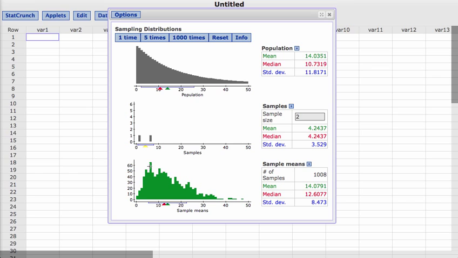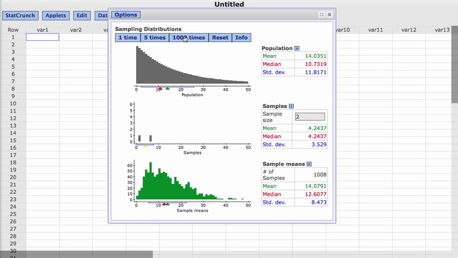sampling distributions module was that the mean of the sample means will target the population mean. And we can kind of see that. If I were to take all the sample means and find the mean of all those, I would get 14.0791, and the population mean is about 14.0351. So it's very, very close. We also saw that the median was a biased estimator. That's not going to target, so the median is not going to look like the population median there. And same thing with the standard deviation.